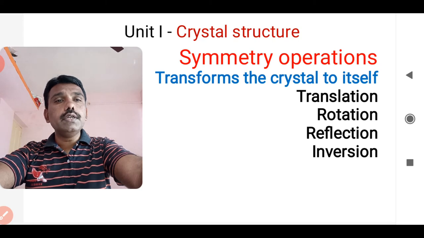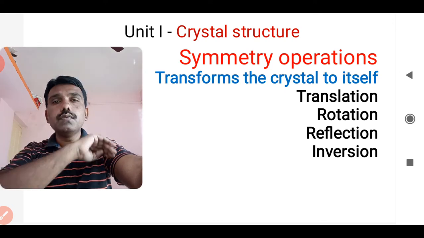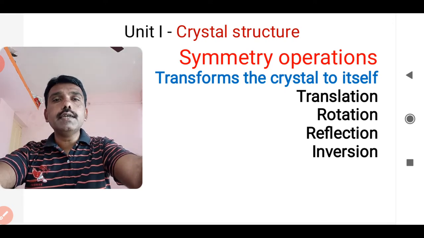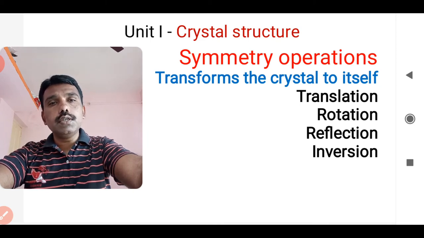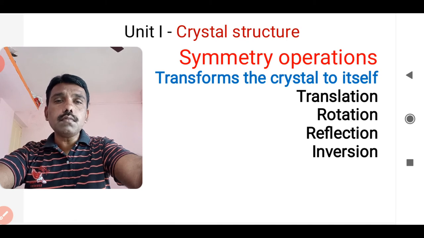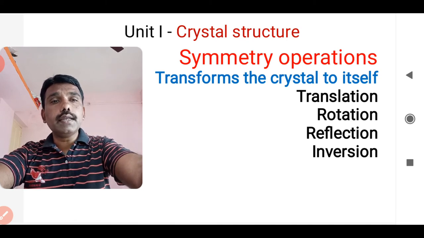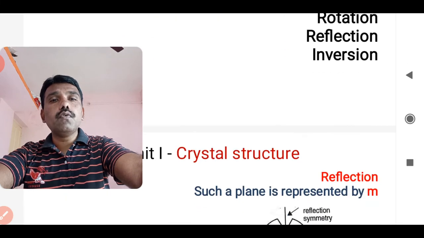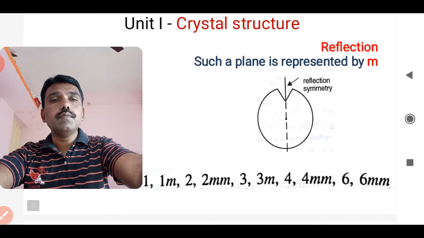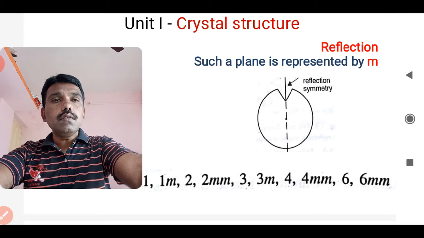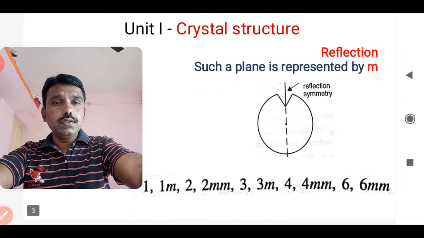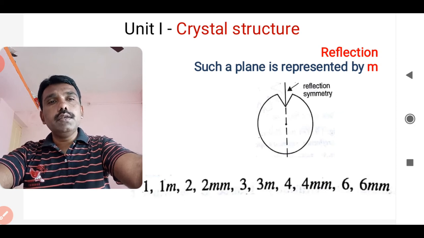We have already discussed in detail what translation, rotation, and reflection are. If we missed anything, I will just revise what exactly reflection means. As we already saw, whenever a section is made by a line of symmetry or a plane of symmetry, the two points that are formed are basically a reflection. The plane is represented by m.